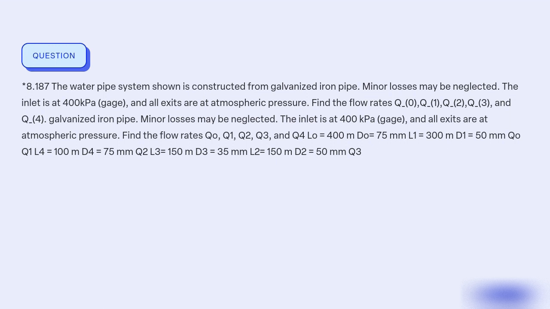Our objective is to determine the flow rates at various points in the water pipe system constructed from galvanized iron pipe, with the inlet at 400 kPa gauge and all exits at atmospheric pressure, while neglecting minor losses.